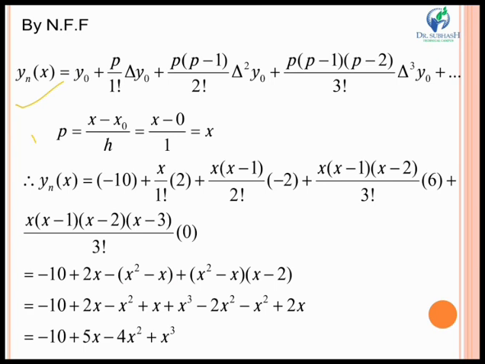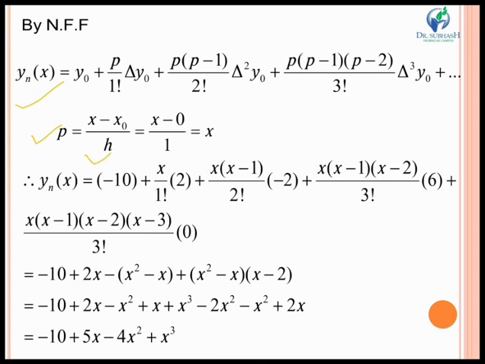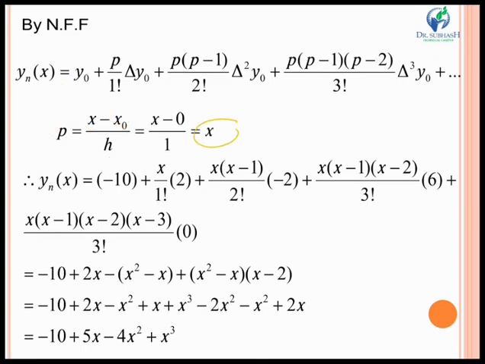So p is x minus x0 upon h. You can see here h is an interval of 1, so h is equal to 1. X you have to keep as it is, because we have to find the polynomial over here. Whenever you want to find the polynomial, you have to keep x as it is. X0 is the first value of x, that is 0. So p you will get as x.